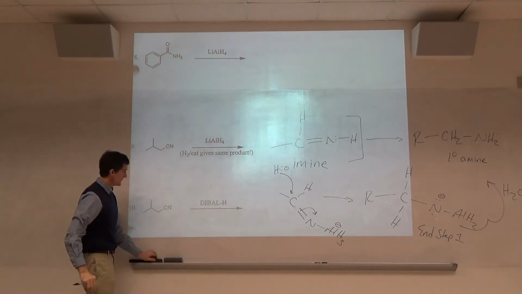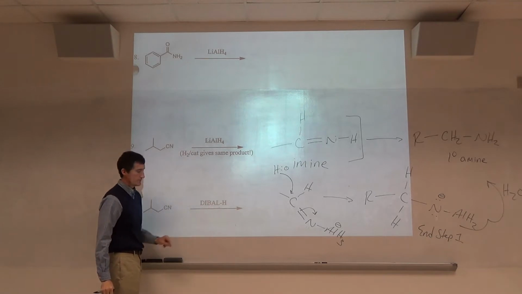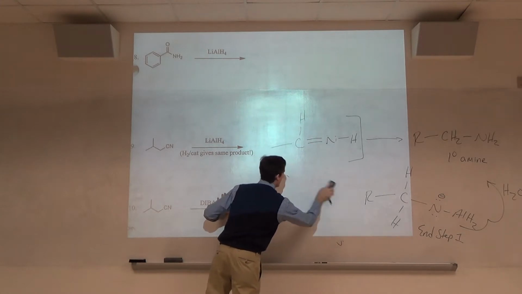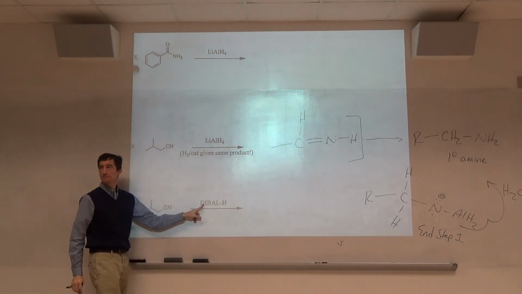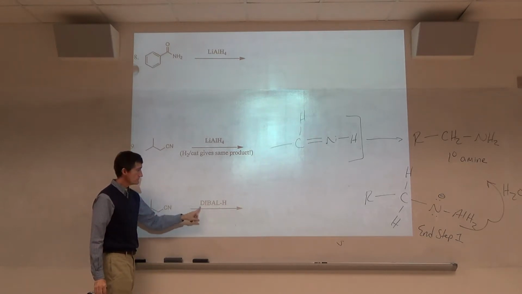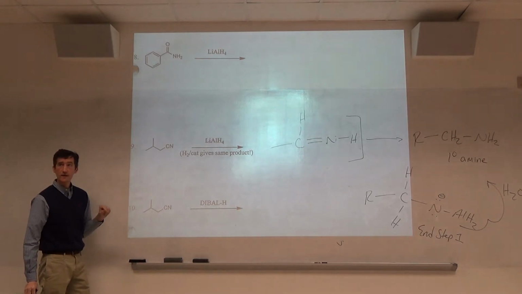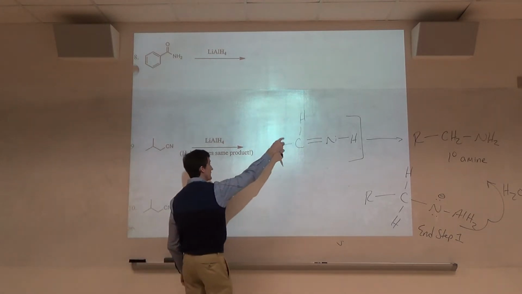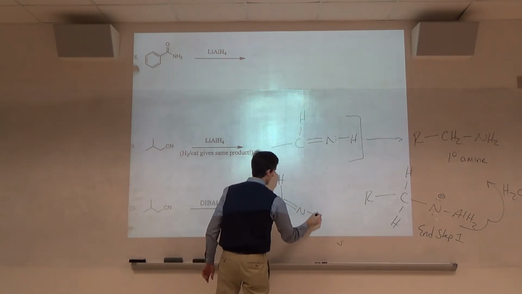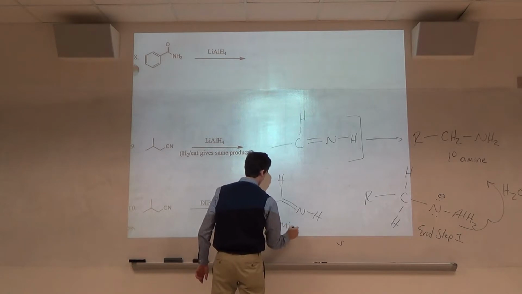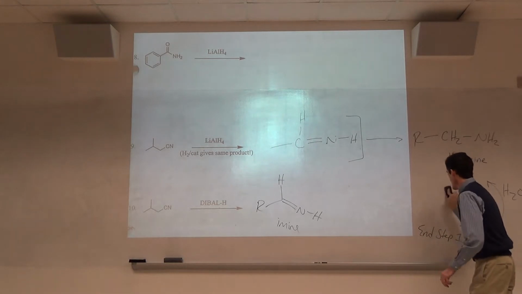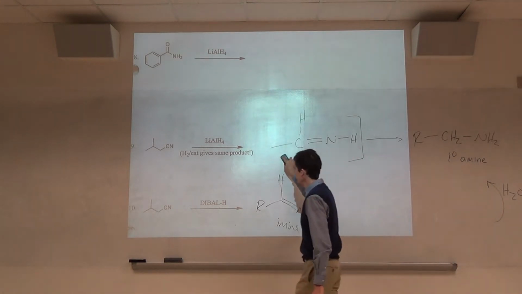What do you get when you react this with DIBAL-H? Anybody, what do we know about DIBAL-H? Doesn't know a lot. Hindered hydride source. It's going to stop at the intermediate. What is the intermediate here? Imine. Partial reduction of the nitrile with DIBAL-H gives the imine.